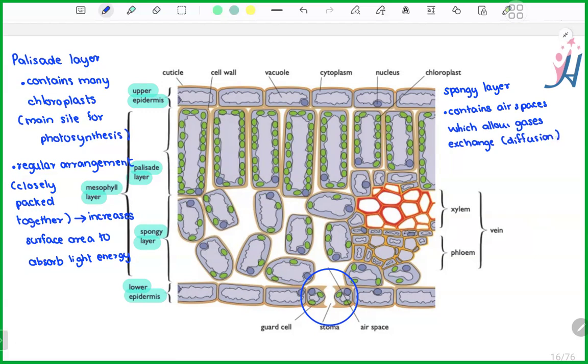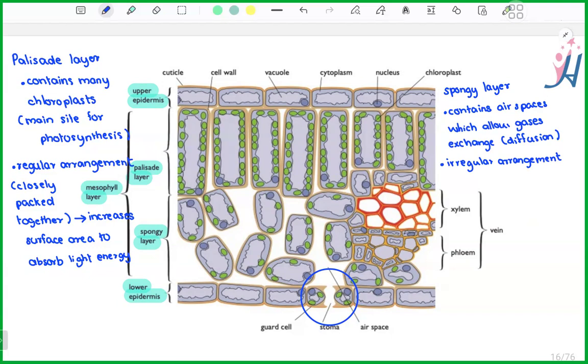To be able to have air spaces, they have an irregular arrangement. You can see from the diagram that they are like a sponge. You know about sponges, right? You can press a sponge down and it goes back to its normal shape, which means it contains air spaces. To contain air spaces, they have an irregular arrangement, and the air spaces allow the movement of gases, or gas exchange, by the process of diffusion.